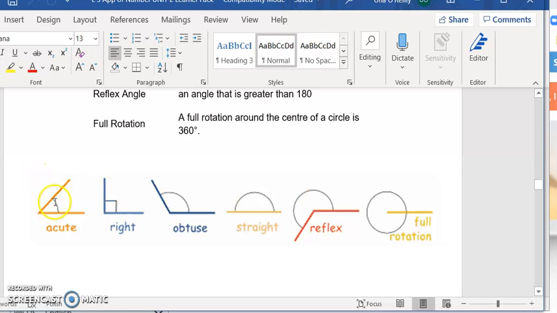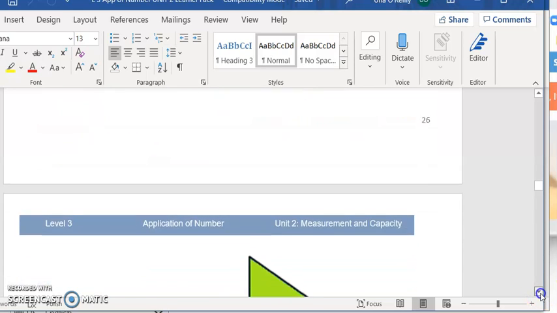So acute angle, less than 90. Right angle, exactly 90. Obtuse angle, greater than 90, but less than 180. Straight angle has got to be exactly 180 degrees. Reflex angle is greater than 180 degrees, and the full rotation is 360. Okay, so that's what that's about.